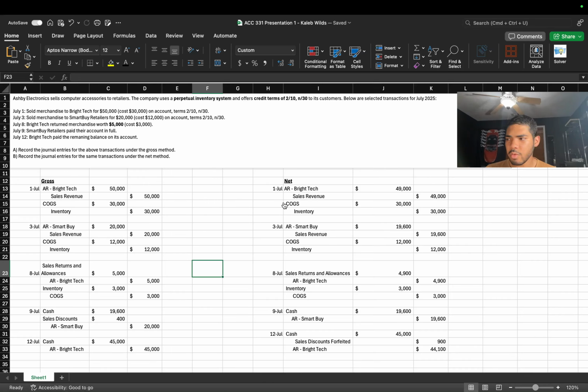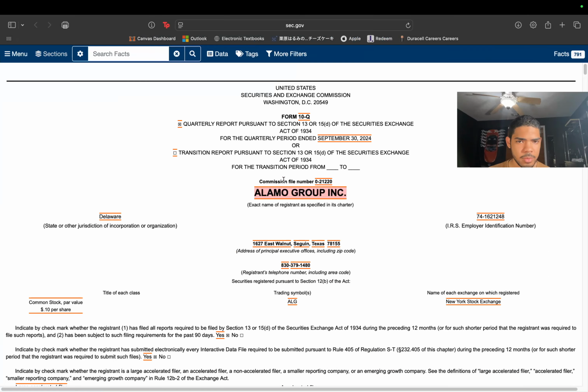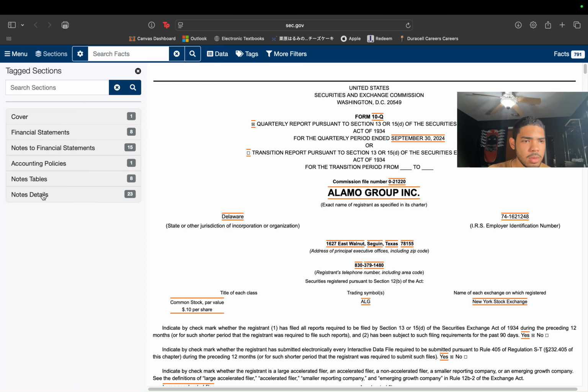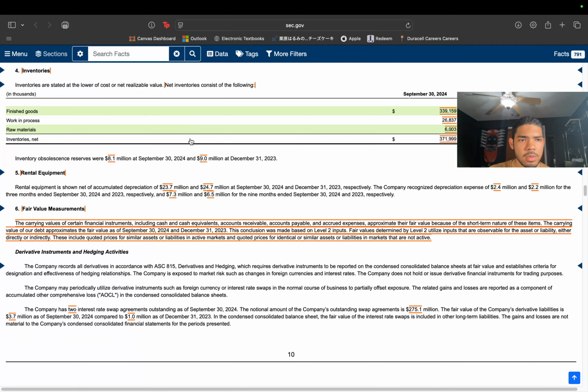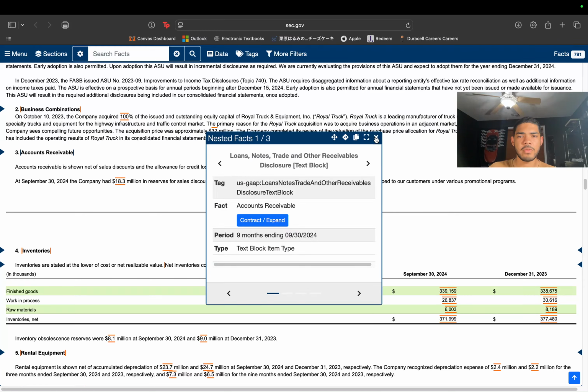And I have a real world example here. If I can get it to pull up. There we go. So this is Alamo Group Incorporated, a company I found under the Edgar search database. This is a quarterly report from September 30th, 2024. Now, if we go to their notes, accounts receivables. So we can see here, accounts receivable is shown net of sales discounts and the allowance for credit losses. So the big thing we're kind of focused on is shown net of sales discounts.